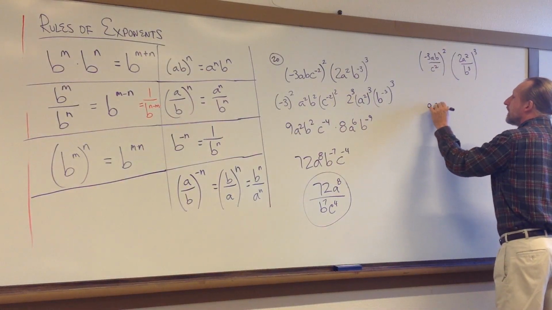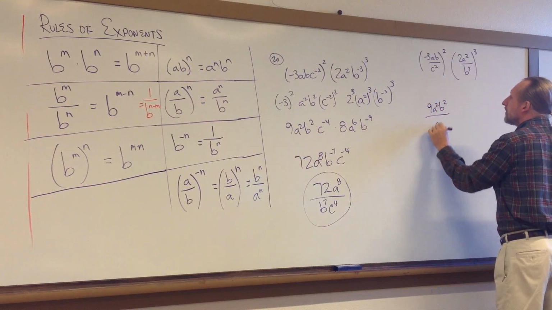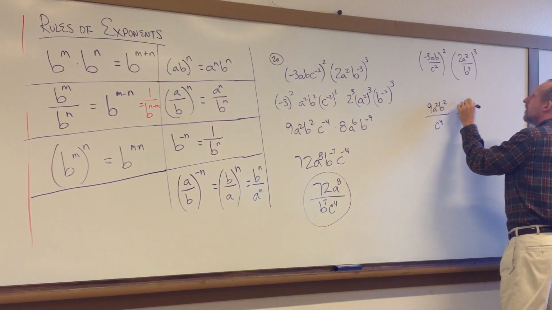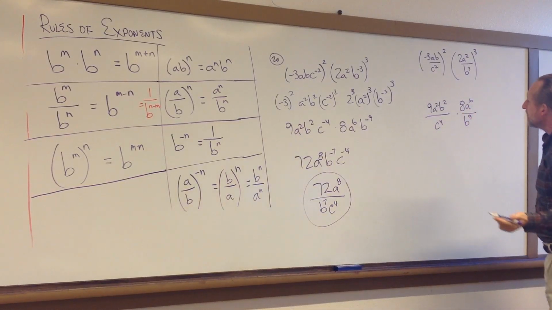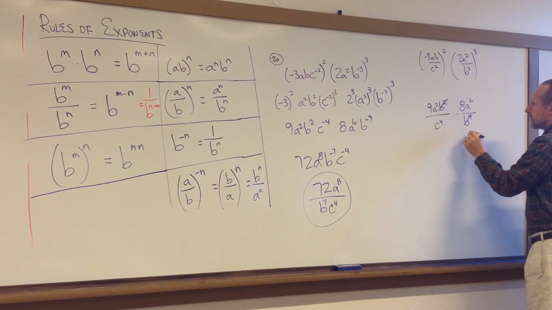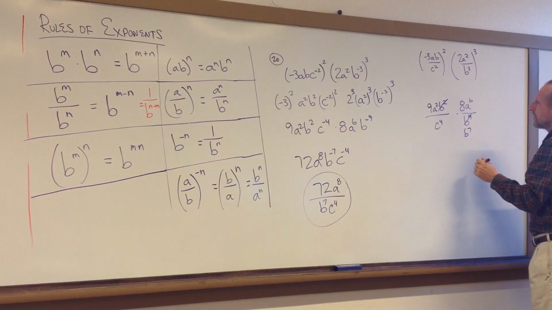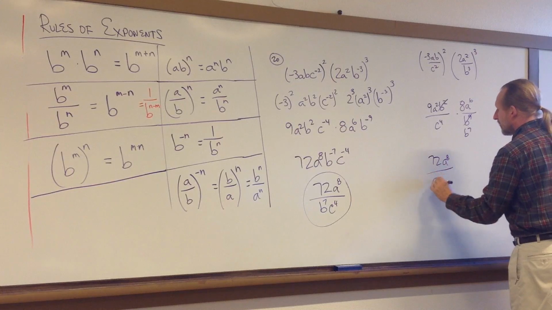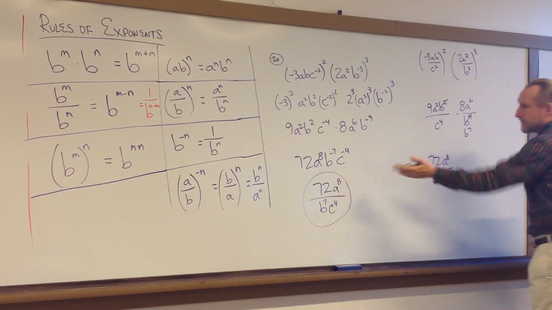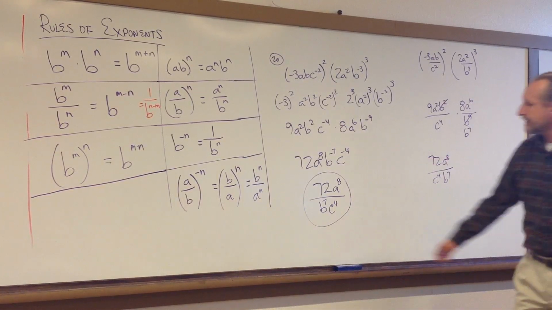Here's 9, a squared, b squared on top, c to the 4th on the bottom, 8, a to the 6th, b to the 9th. And then here's the b squared cancels with this to make b to the 7th. And I think that's it. 72, a to the 8th over c to the 4th, b to the 7th. Same thing. Okay.